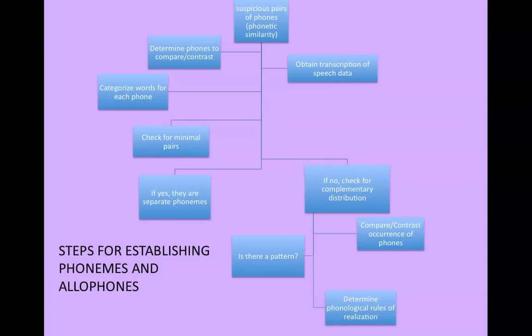Now here are some steps for establishing phonemes and allophones. If you're confronted with a new language and you're studying speech data, there are certain steps that you need to take in order to identify different phonemes and allophones in that language. First you want to start out with suspicious pairs of phones. Any phones that may have phonetic similarity would be worthy of studying. For example, if they were similar in place or manner of articulation, that would signify phonetic similarity.